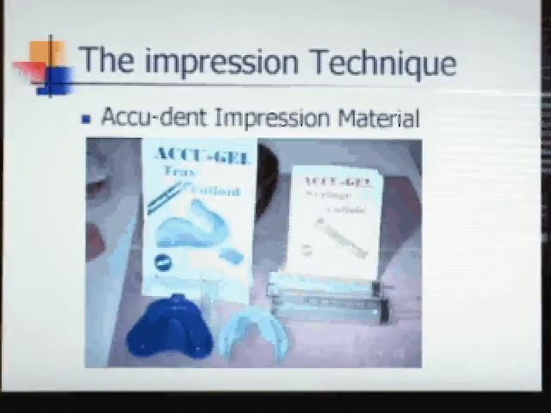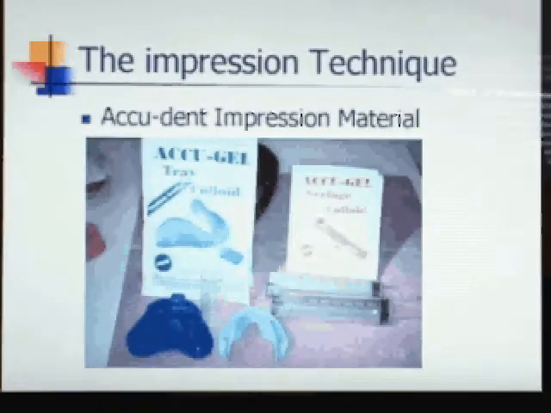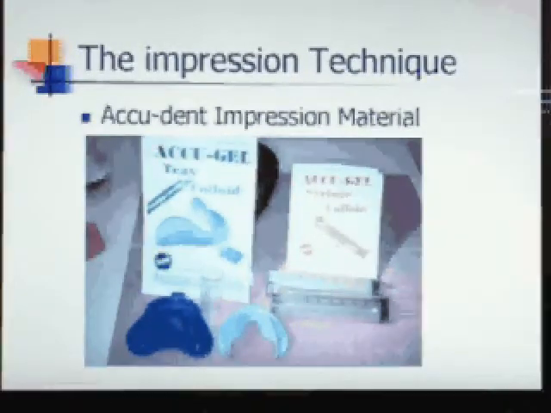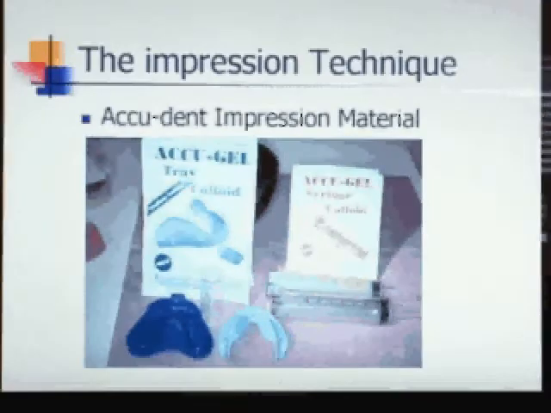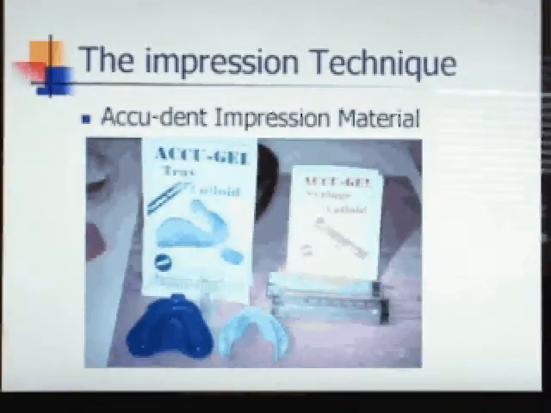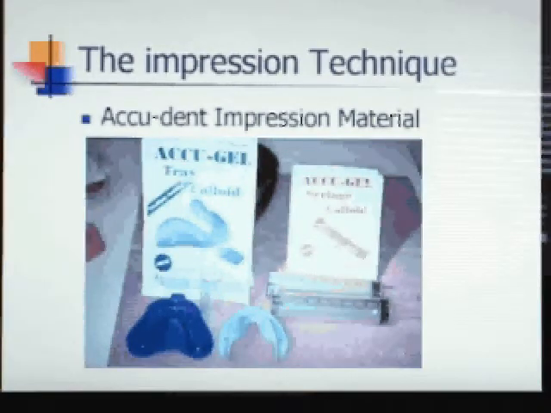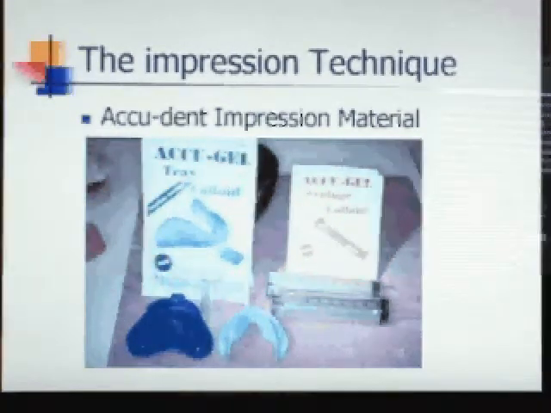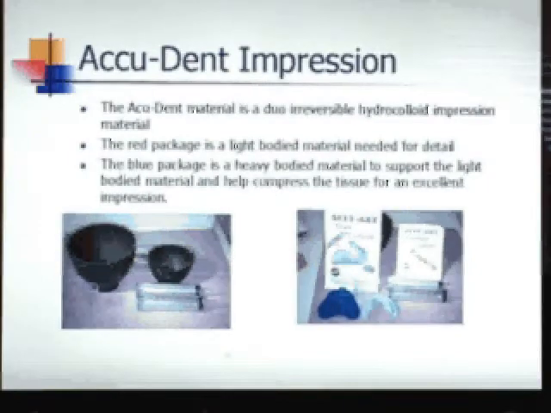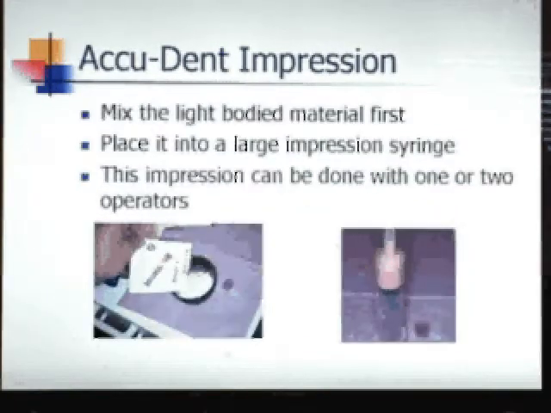The impression uses a dual hydrocolloid material called Accu-gel. It is a heavy-bodied tray colloid and a light-bodied syringe colloid. The light-bodied material is mixed first, and then the heavy-bodied. The light-bodied material sets slower, so that either one or two operators can mix the material. The light-bodied material is mixed first and placed into a delivery syringe.